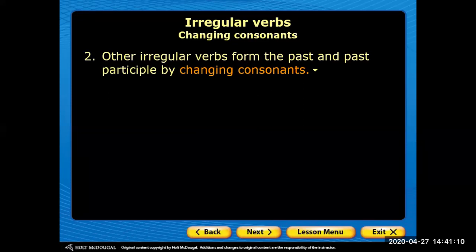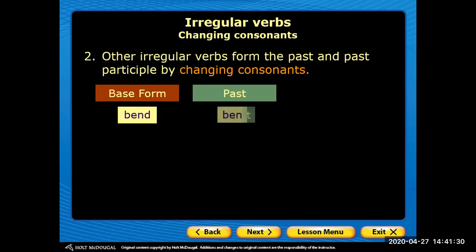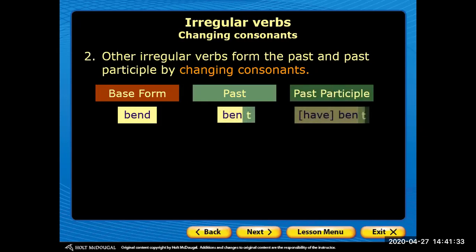Other irregular verbs form the past and past participle by changing consonants. So how do we form the past and past participle? We change the consonants. So in case 1, we change only the vowel. In case 2 here, we change the consonant. Can you give us an example, Abdullah? Base form, bend. Bent. Yes, very good. Have, bent. Very good. Have or has or had, bent, sorry.